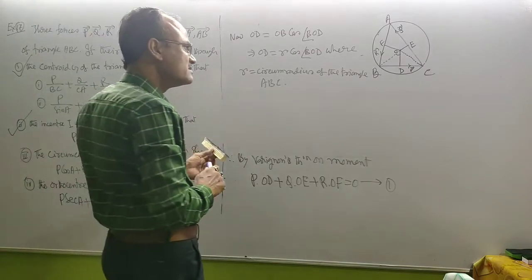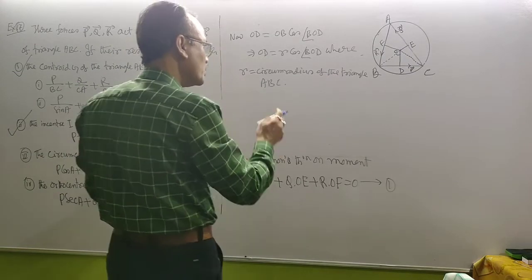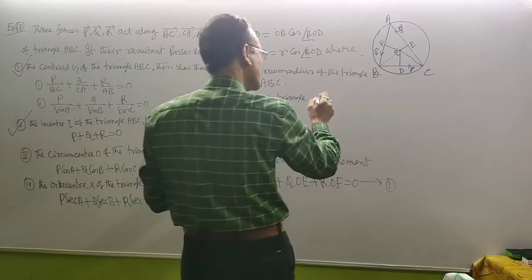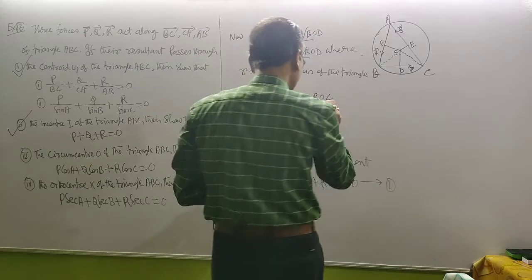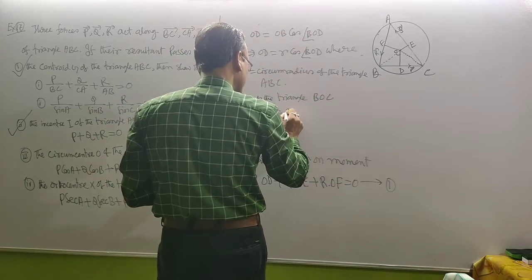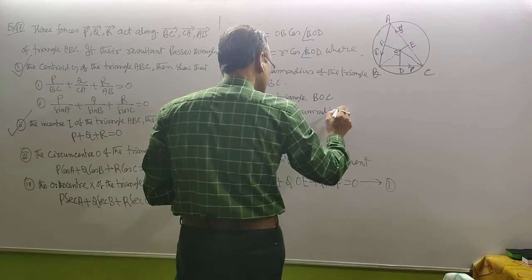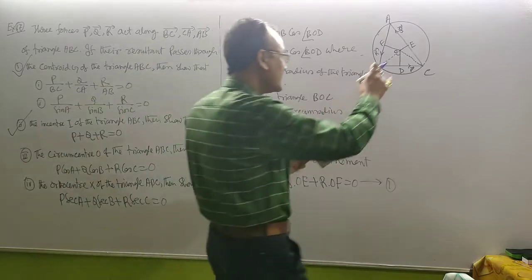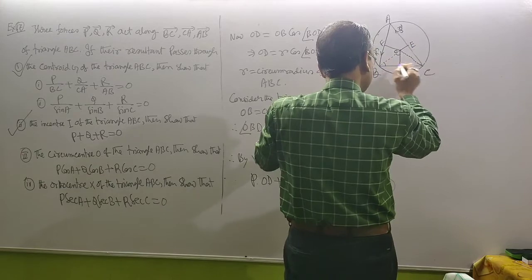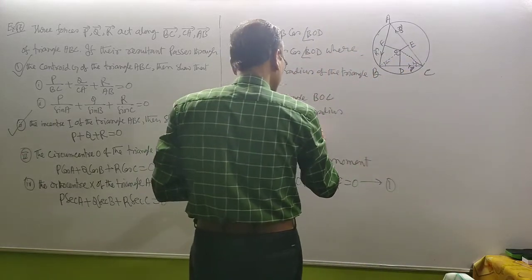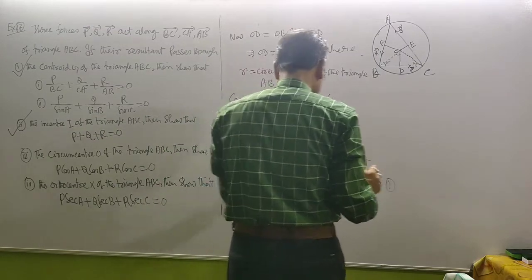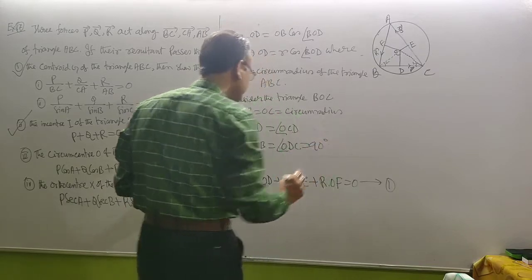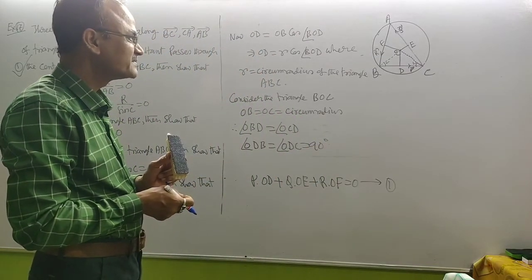Right? Now, consider the triangle BOC. OB equal to OC equal to circumradius. Therefore, OBD, this angle, will be equal to OCD. These two sides are equal, therefore these two angles will also be equal. Angle ODB equal to ODC equal to 90 degrees.